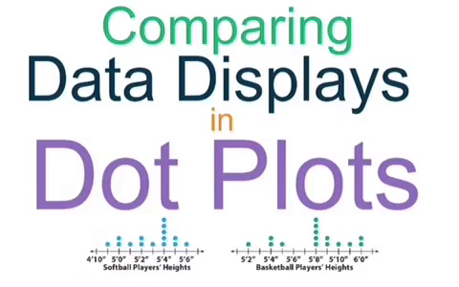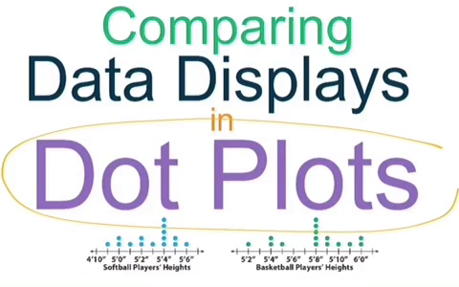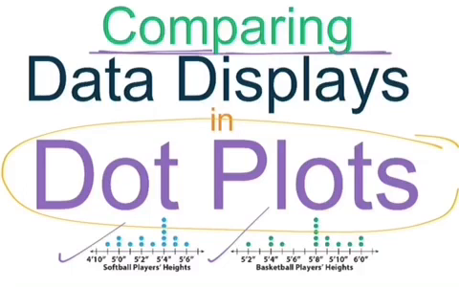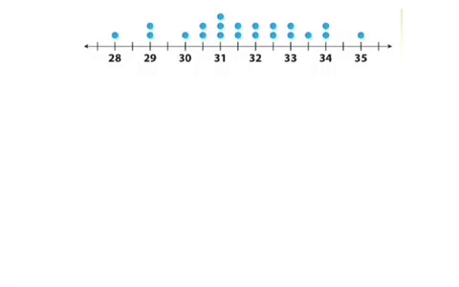Comparing data displays in dot plots. So specifically, this is going to be about dot plots. And there's a real important term here, comparing the displays. So we're going to be looking at more than one dot plot when we compare them. We're going to compare the data in one to the other, and there's going to be a specific way we do that. We're going to start by looking at just one dot plot.